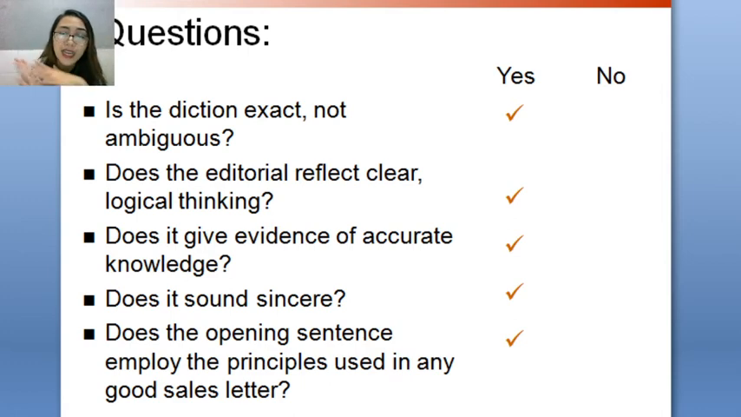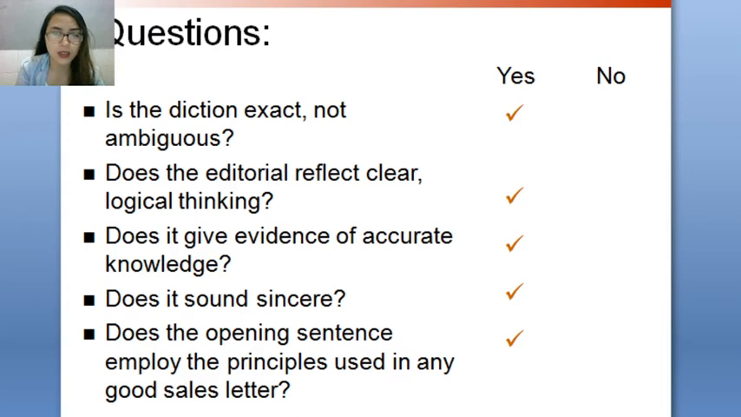And is the diction exact, not ambiguous? Kasi minsan huwag nating gawing nakakalito yung mga sinasabi natin sa article natin. And does the editorial reflect clear, logical thinking? Kasi nga, parang lawyer ka dito na nagpe-present ng thoughts mo. It should be something na maraming matutunan yung mga readers natin. Does it give evidence of accurate knowledge? May ebidensya ka ba? Or is it obvious naman already for the readers? Kasi alam nila na totoong nangyayari naman talaga currently or totoong nangyayari sa buhay o sa realidad.